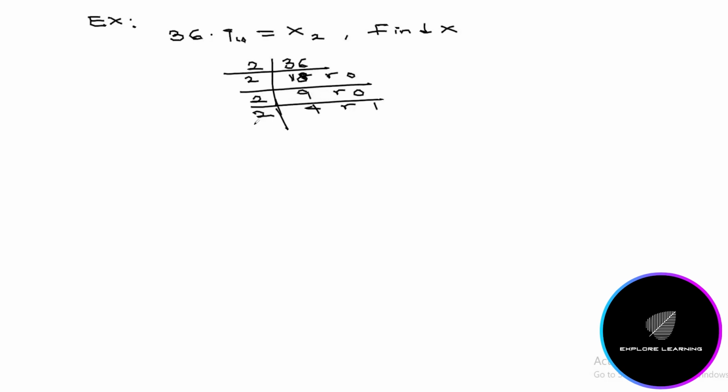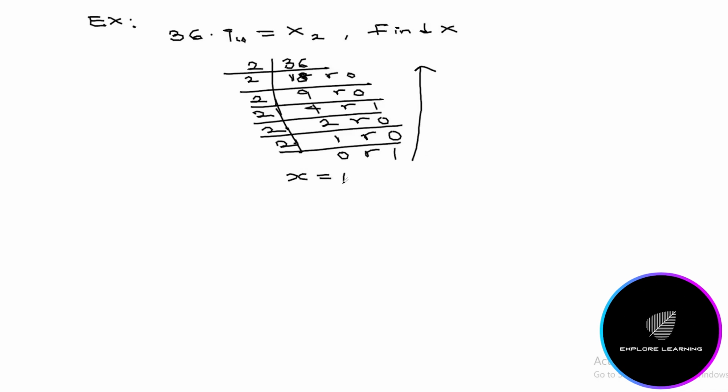2 into 4, you have 2, remainder 0. Then 2 into 2, you have 1, remainder 0. 2 into 1, that's impossible. So you have 0, remainder 1. So we have to take the result from bottom to top. So in this case, we're going to have x equal to 100100. Okay, so this will be base 2. So this is equal to 36 base 10.